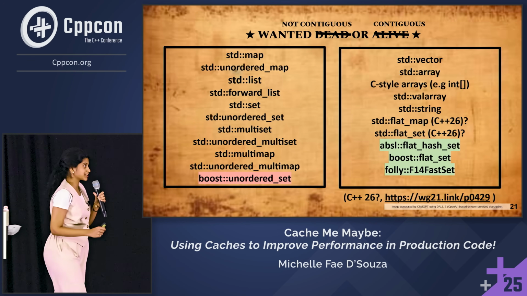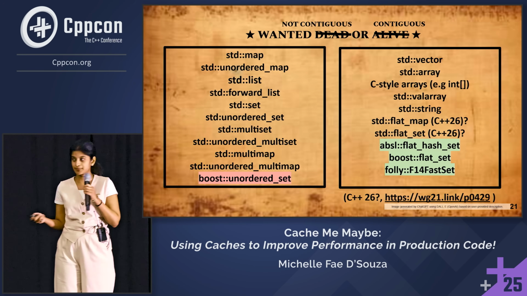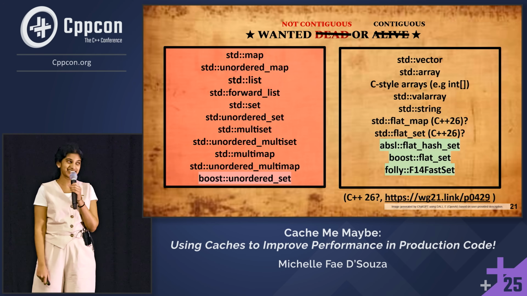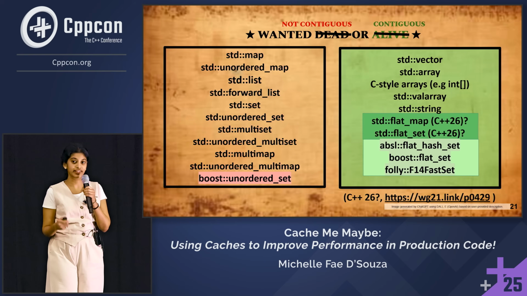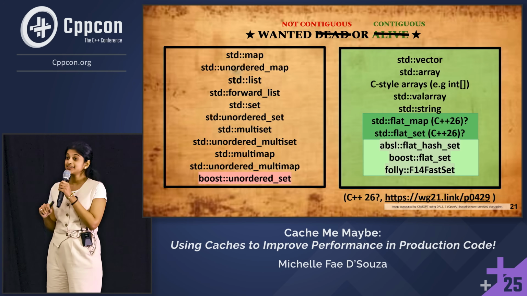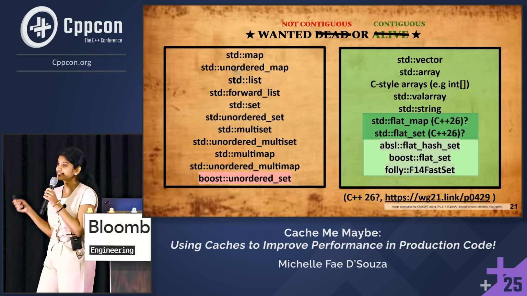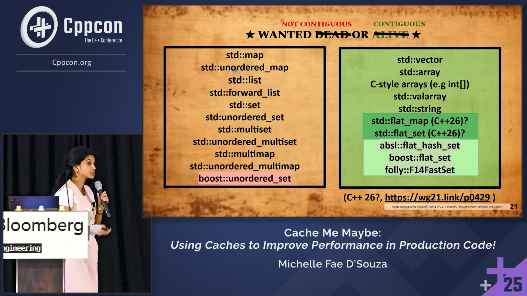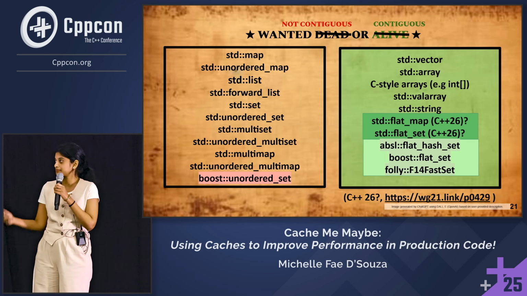Now, in the world of C++, there are some data structures that don't have contiguous memory. These are just some of them. There's std::map, the infamous std::list, etc. And we also have data structures with contiguous memory. So there's the vector, array, etc. And C++26 is hopefully going to bring std::flat_map and flat_set into the standard. Third-party libraries as well already provide their own versions of flat data structures, and that's great.